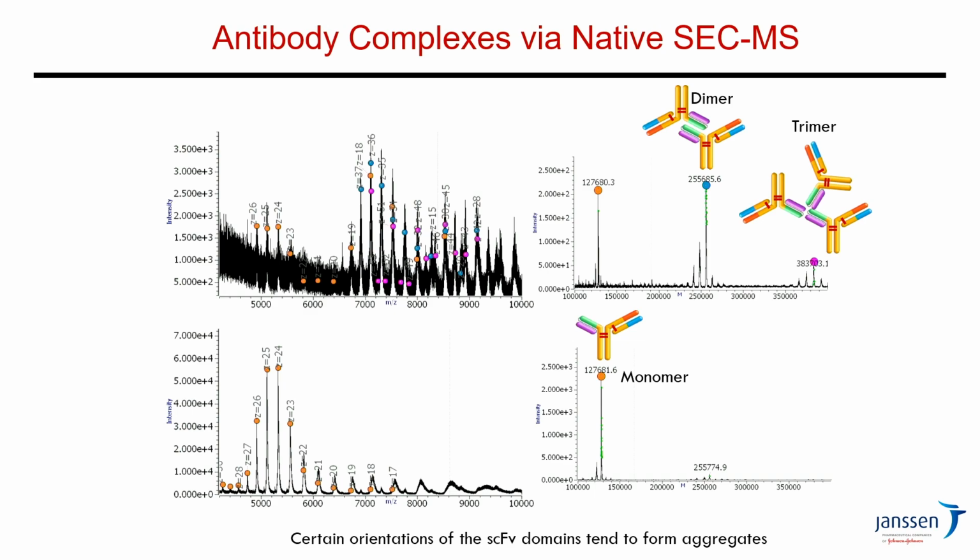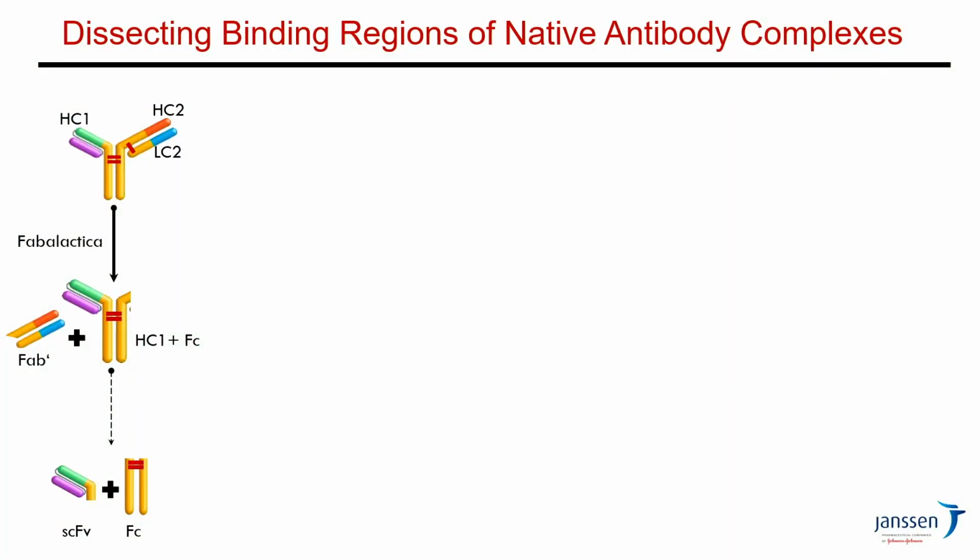So in order to further understand what motifs are causing this aggregation, we can do selective digestion. In this case, we are using an enzyme that cleaves above the hinge disulfides to get the heavy chain 1 and the Fc, and a Fab prime. The digestion efficiency is rather poor, but we do get minor products of the scFv alone.